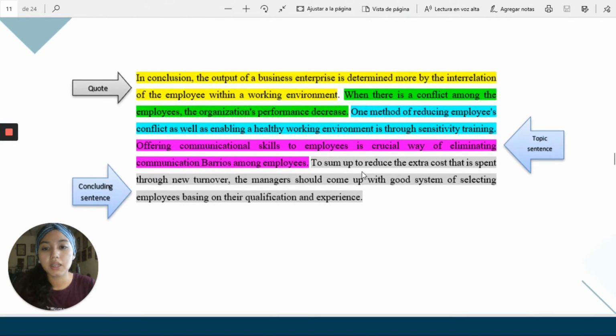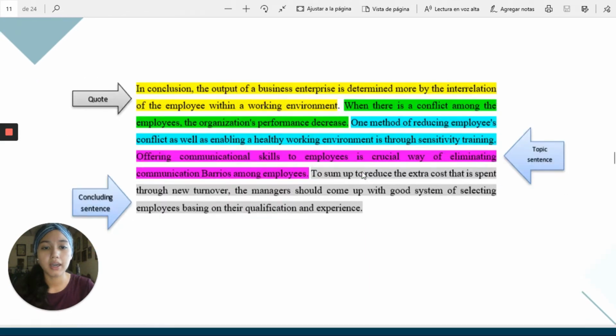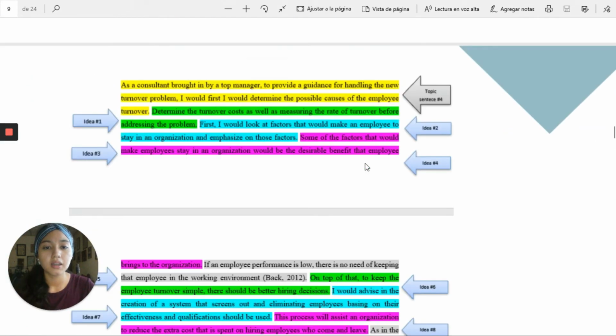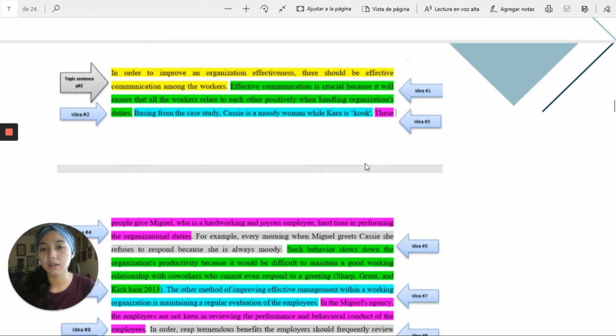Finally, the concluding paragraph of the essay. We identify in yellow color the quote sentences, and in purple we identify the topic sentence almost at the end of the paragraph, and we have the concluding sentence at the end of the paragraph in gray color. And that is the basic structure that the essay follows.